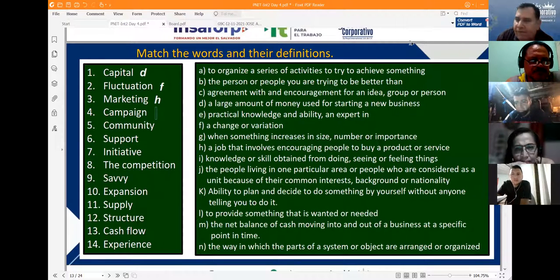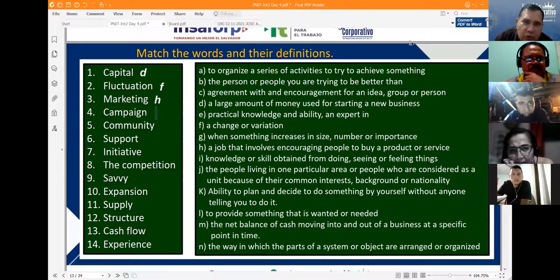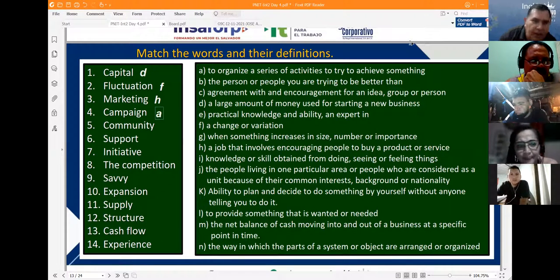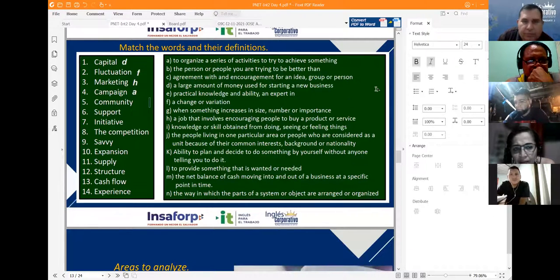Number four. Maybe A. Four is A, yes. A campaign is to organize a series of activities to try to achieve something. Yes, absolutely. Correct.